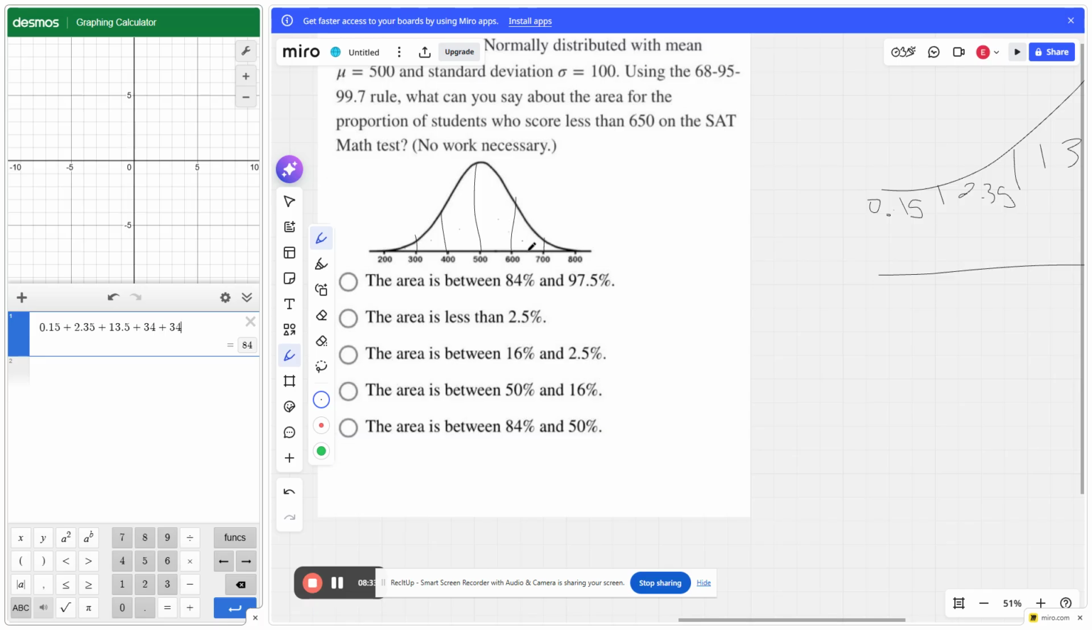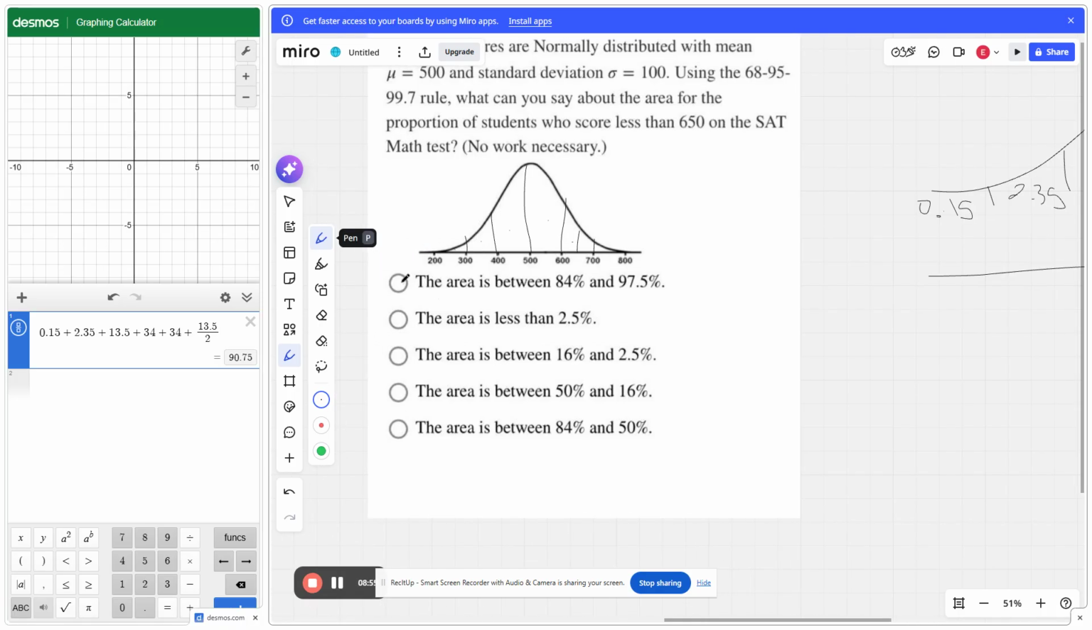And now we are halfway. We are at 650, so we're halfway in the 13.5 area. So we can just do plus 13.5 over 2. And we get 90.75. And now essentially what we can do is just look at the answer choices, and we see that the area is between 84 and 97.5. That would be our answer, because our answer is right in between there.